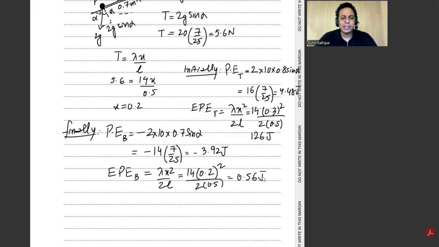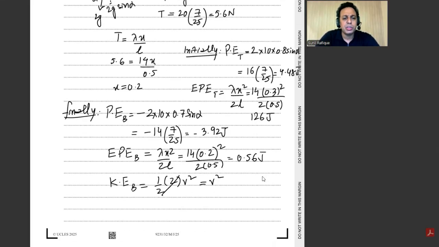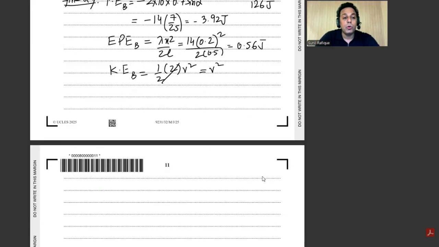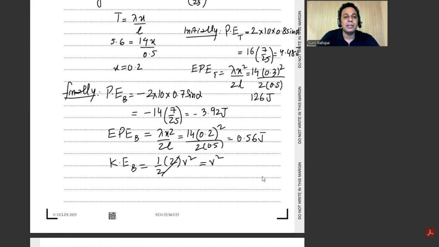Initially, there's no kinetic energy since the particle started from rest, but finally, we're looking for the maximum velocity, the top velocity. So the kinetic energy at the bottom is going to be half mv squared. So half times m times v squared, and that's just going to be v squared. So by the conservation law, oh, thank goodness I have space, I can put all the energies, initial equals final. Let me put a sigma, so all of the possible energies.